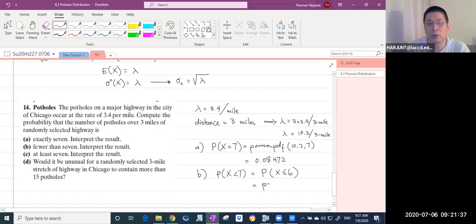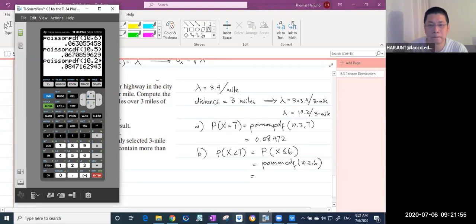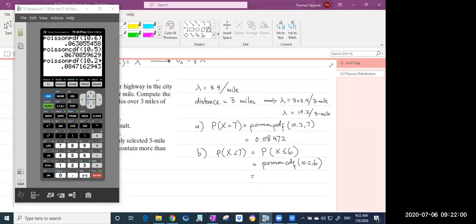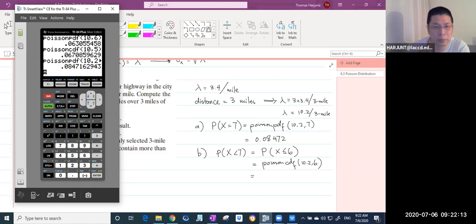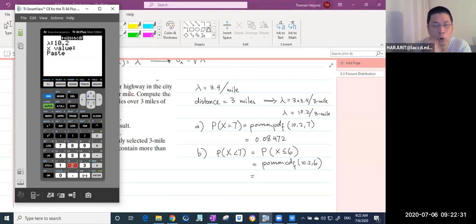That is Poisson CDF, with 10.2 and 6. Student: Professor, I have a question. When it's equal to, we use PDF, and when it's less than or greater than, we use CDF? To be more precise, for equal to, that's PDF. For less than or equal to, we use CDF, from the word cumulative. You mentioned less than or greater than, but not less than or greater than; only less than or equal to, then we use CDF.